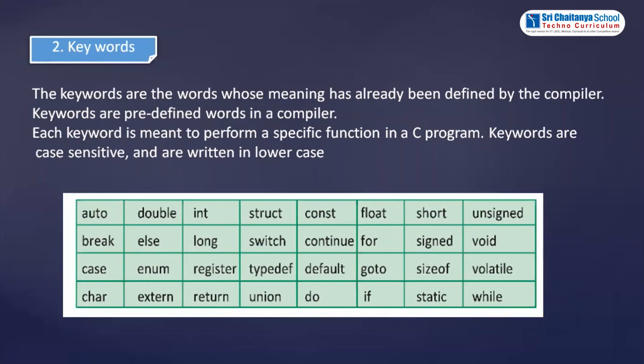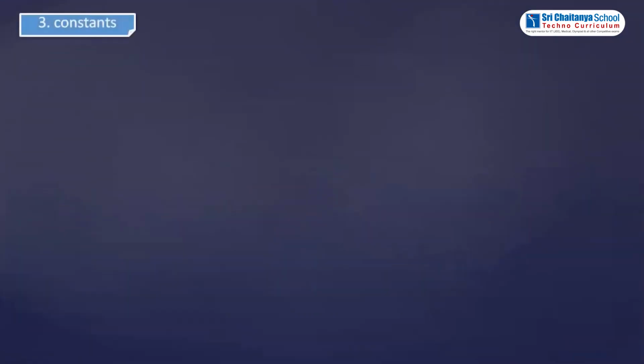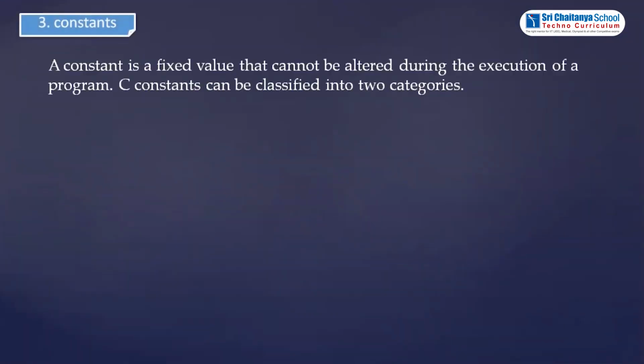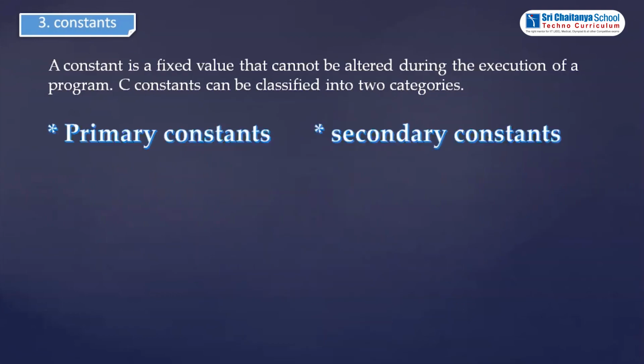Now moving on to the next token, which is your constants. A constant is a fixed value that cannot be altered during the execution of a program. A constant can be classified into 2 categories, namely primary constants and secondary constants. Again, I repeat children, a constant is a fixed value that cannot be altered during the execution of a program.